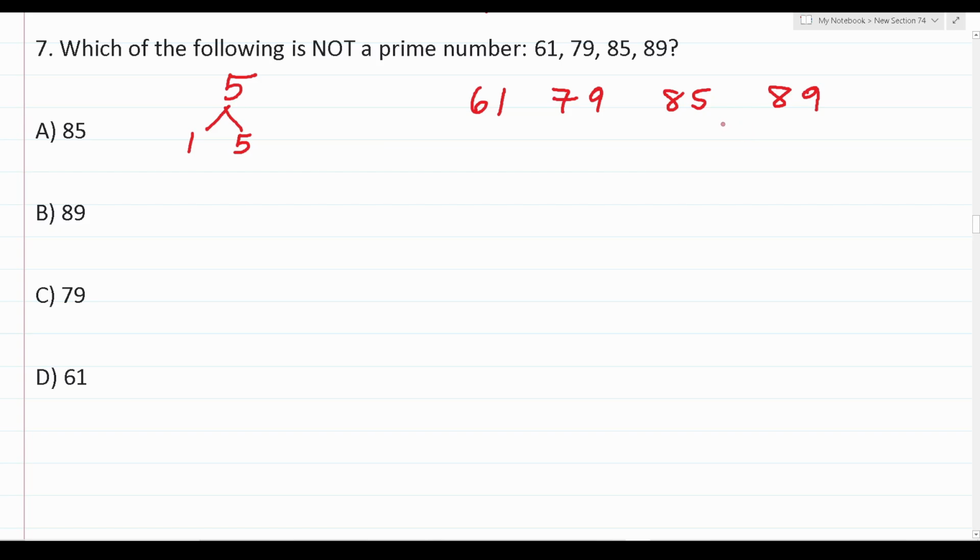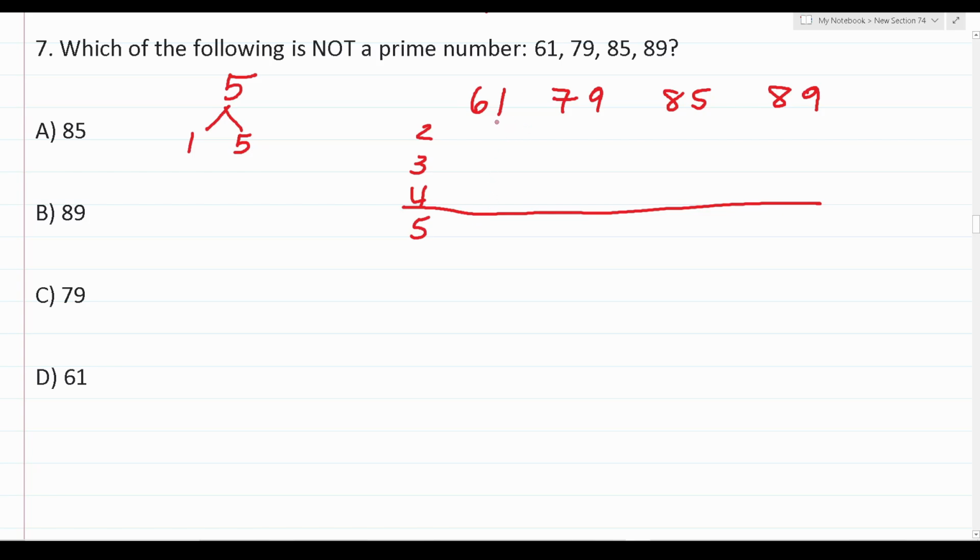Well, we're actually going to use divisibility rules for 2, 3, 4, and 5, because if one of these numbers is divisible by 2, 3, 4, or 5, then it can't be prime. And I'm actually going to start with 5 here. The divisibility rule for 5 says this: if the last digit in a number is 0 or 5, then the number itself is divisible by 5.